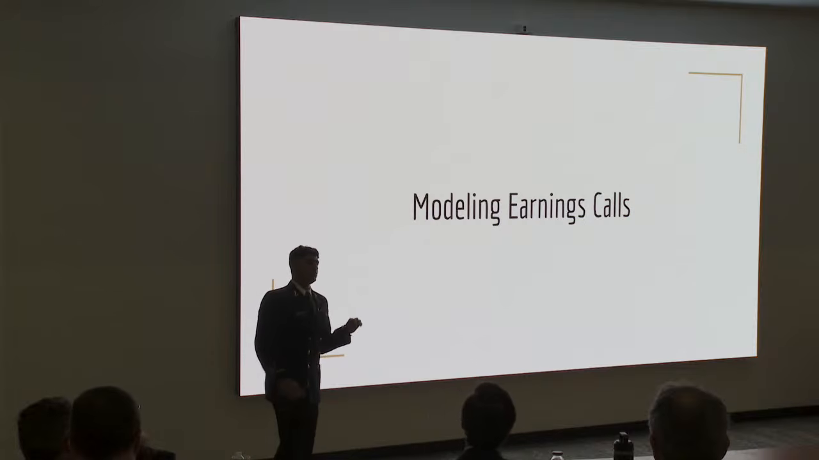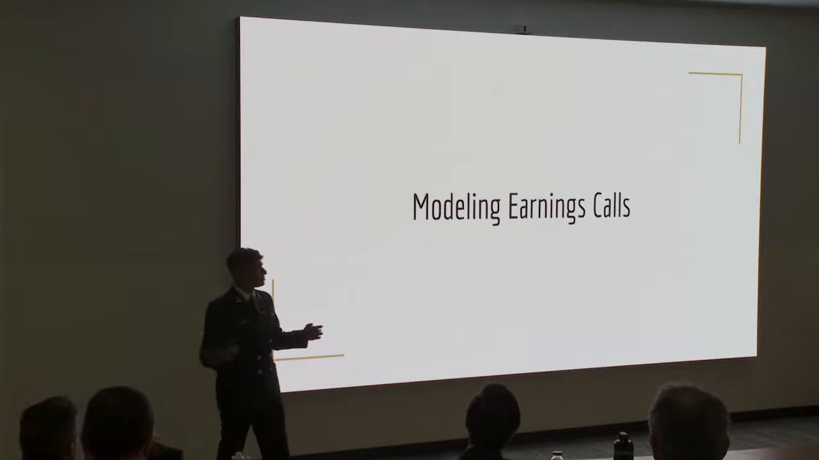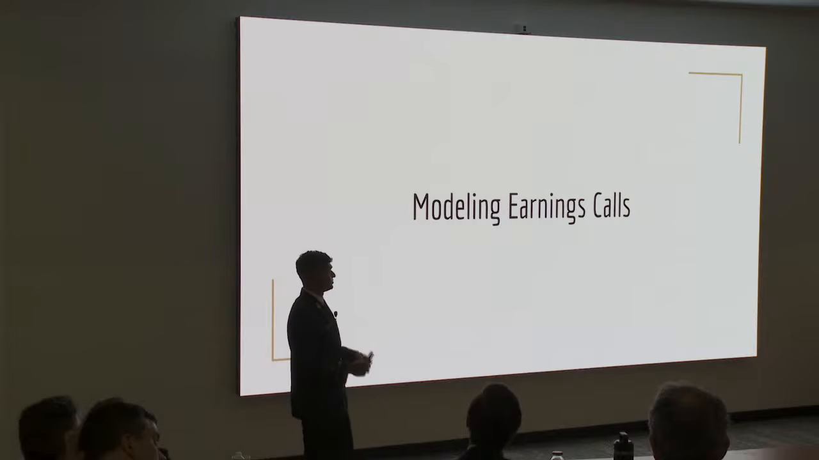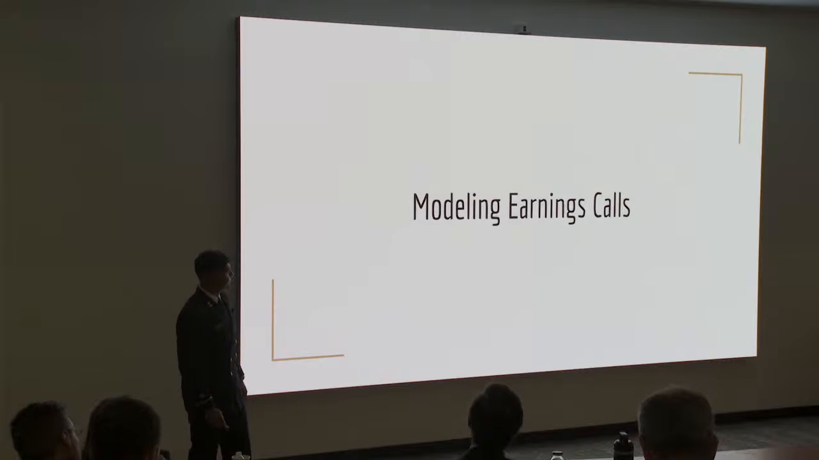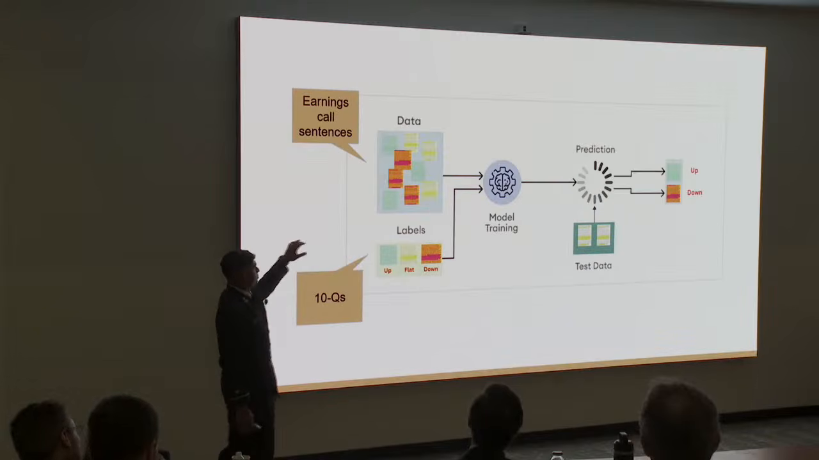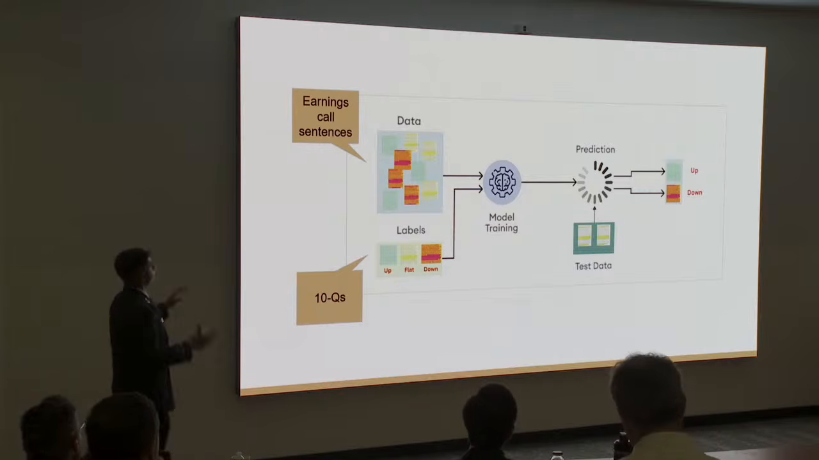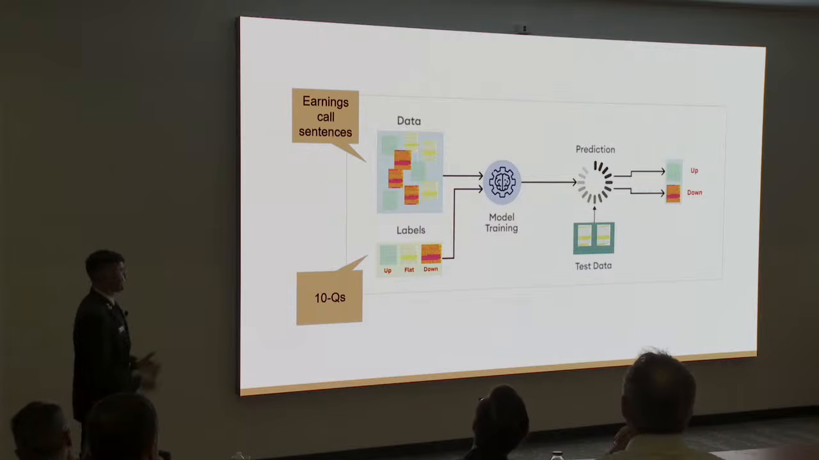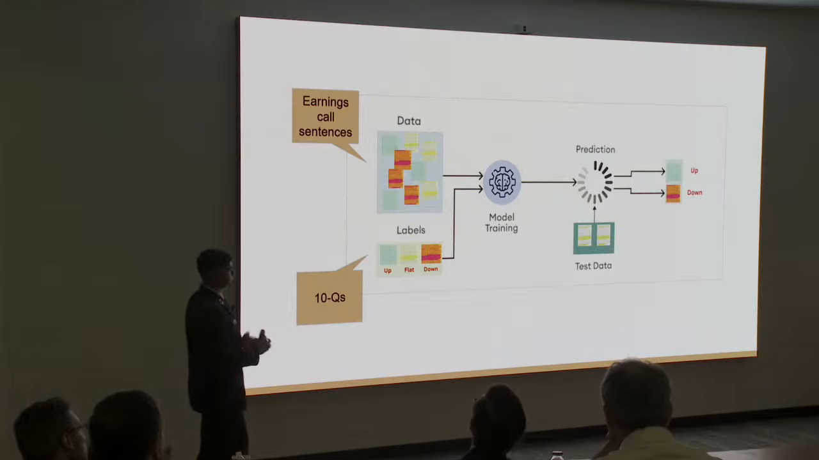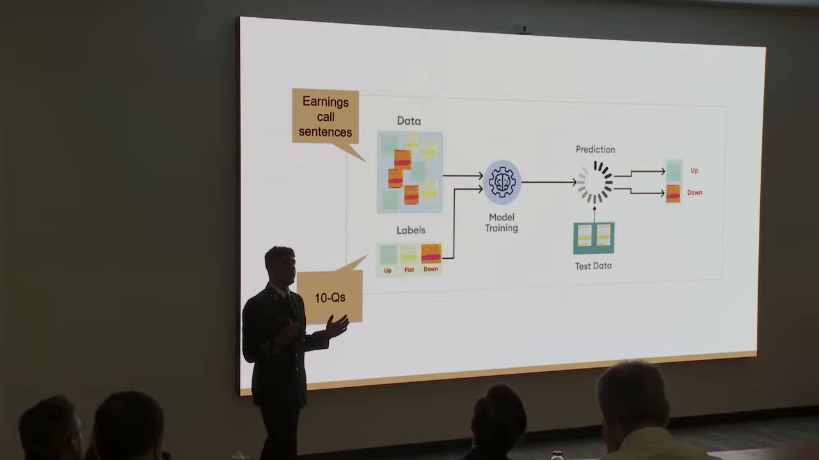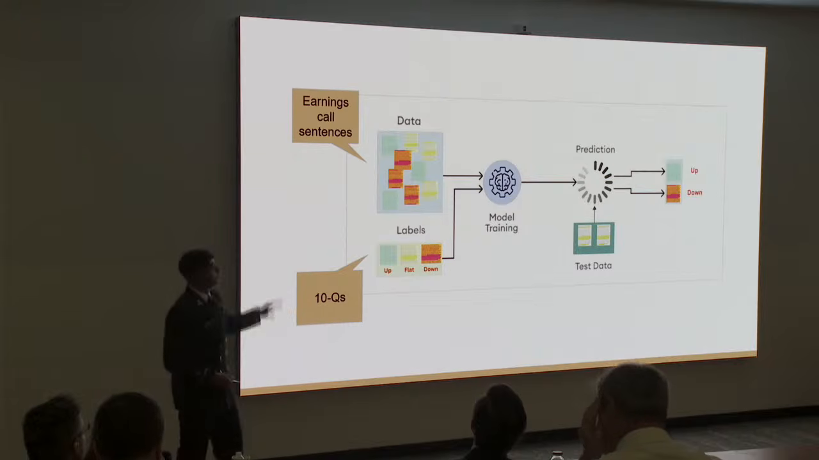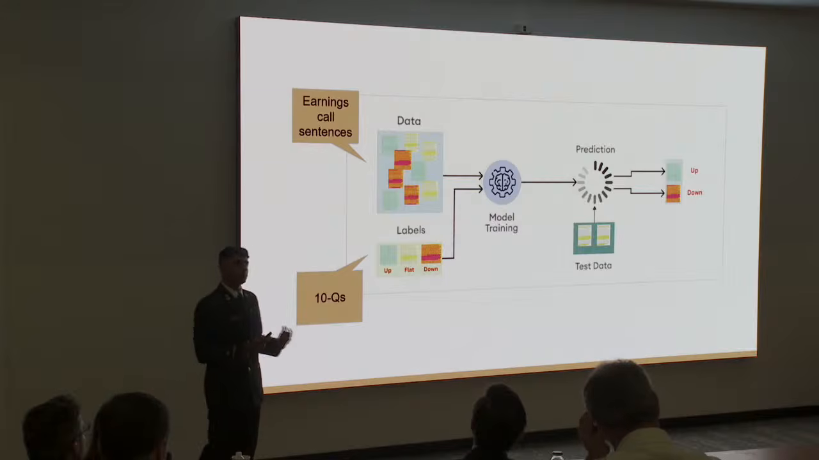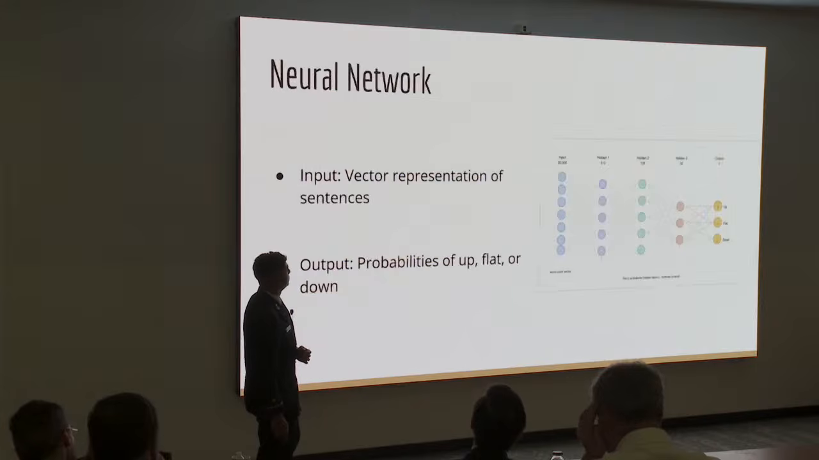So now we've processed our earnings calls and we've processed our 10 Qs. Now we're on to modeling these earnings calls. As a little refresher of where we are in our machine learning pipeline, we have the earnings call sentences as our data, and we have 10 Qs to serve as our up, flat, or down. We haven't yet defined what our meaning is for these up, flat, down ratings, but we can move on with model training and experiment with how we're going to move forward.